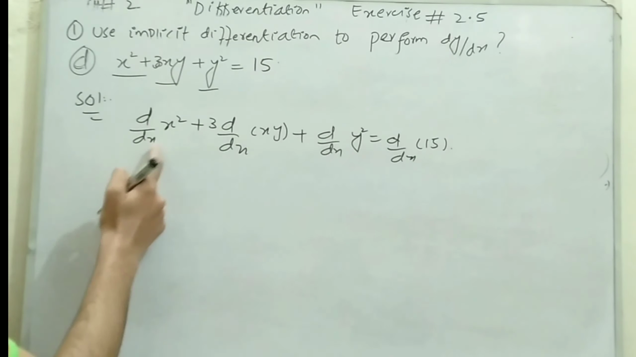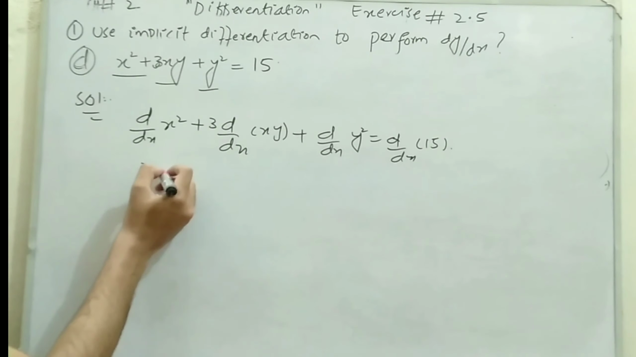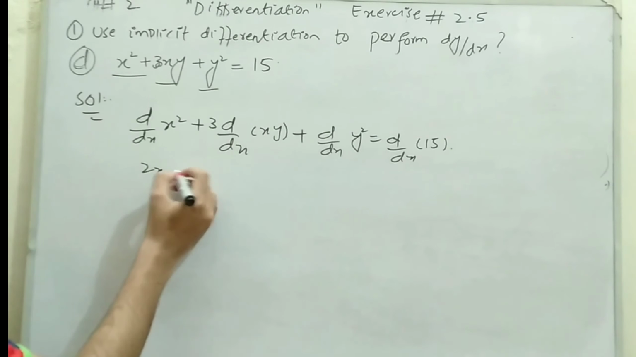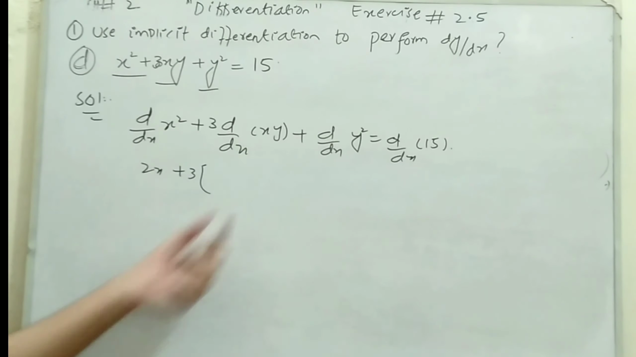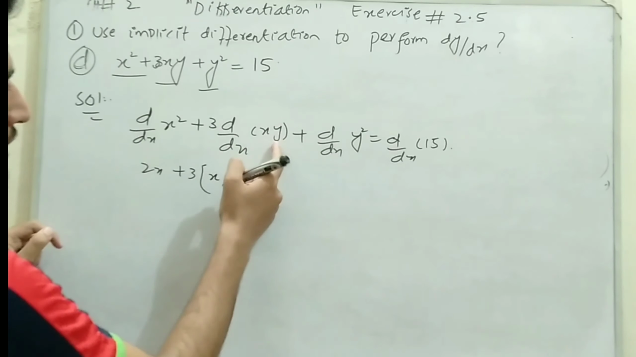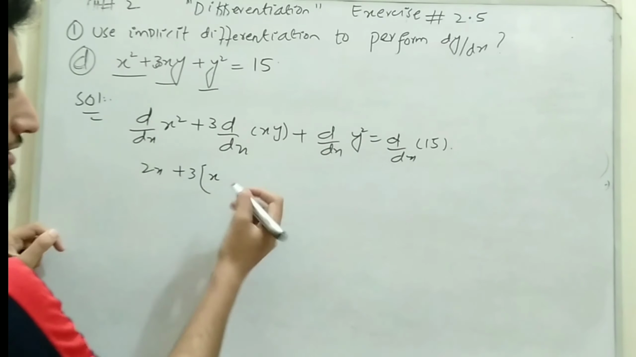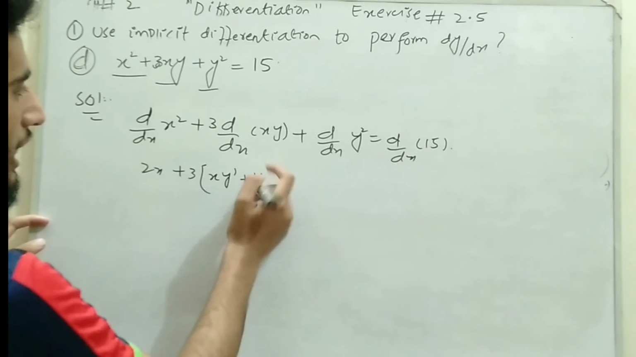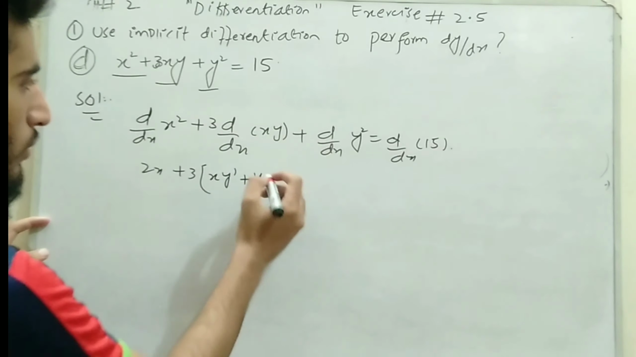Now after this, d by dx of x square, we know that it is 2x. 2 will come to the front, subtract 1 in the power according to the generalized power rule of differentiation, plus 3 times of, here we will use a product rule of differentiation: first function x, derivative of the second function, so it becomes dy by dx. Dy by dx can be written as y prime, plus second function y, and derivative of this function gives us a value 1.